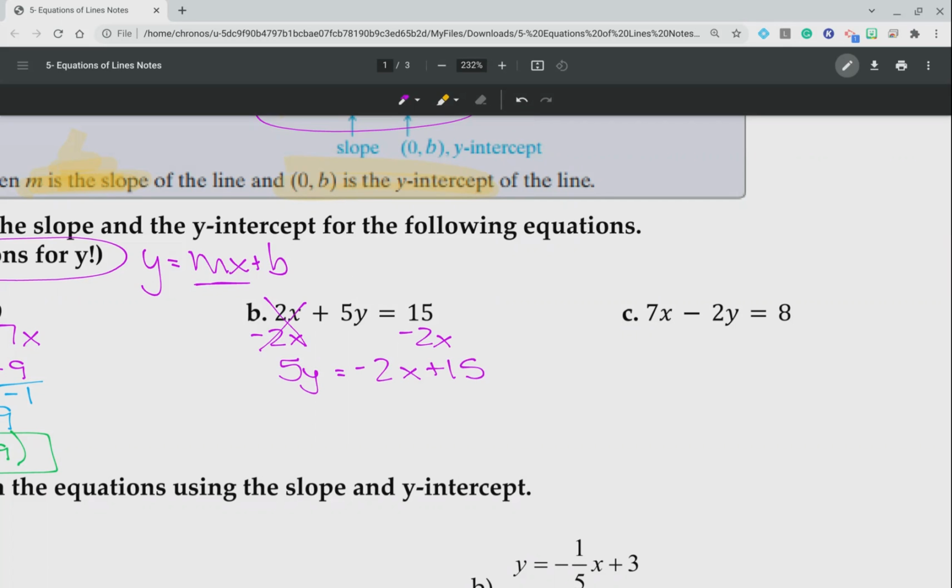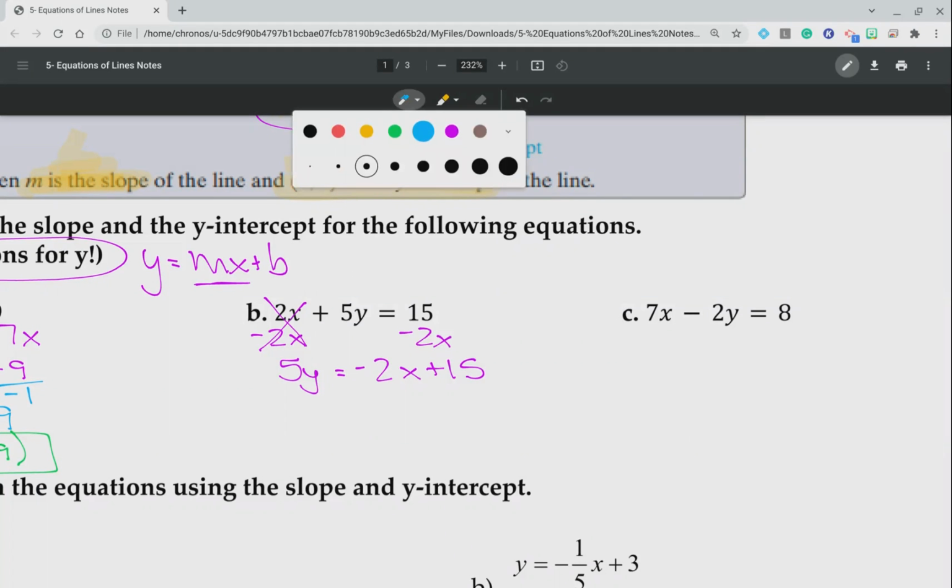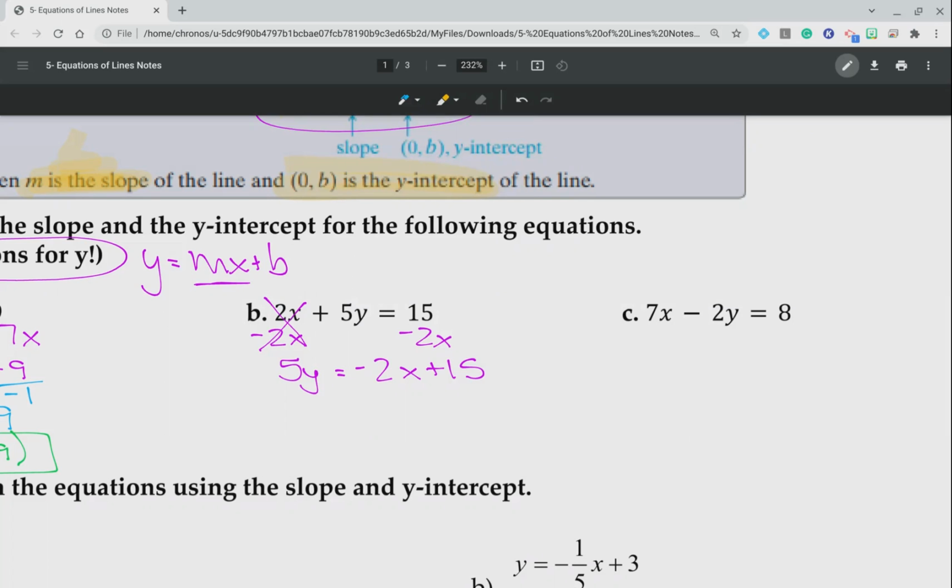Okay, almost there. I have my y on the left and my x on the right. However, I still have a 5 in front of my y.